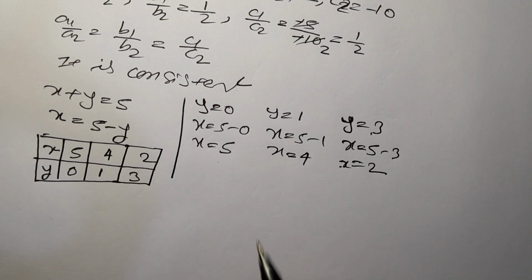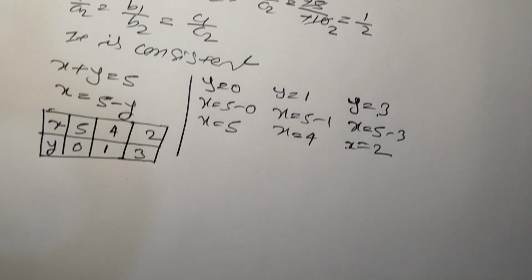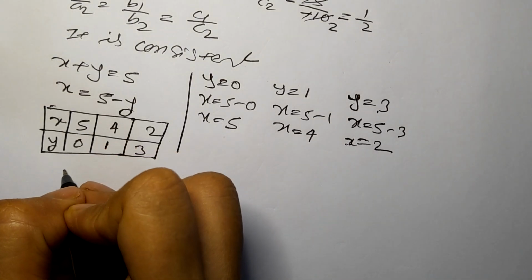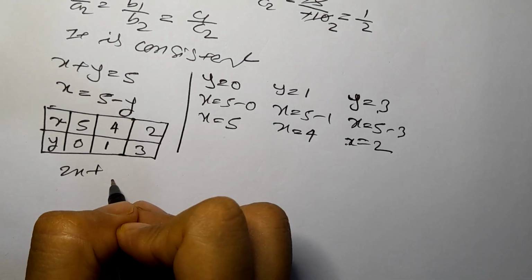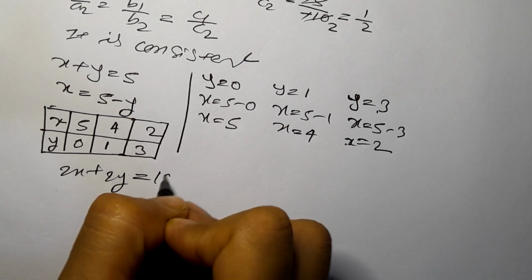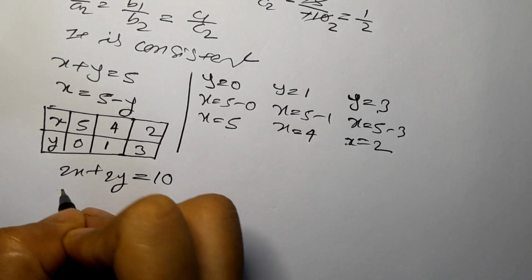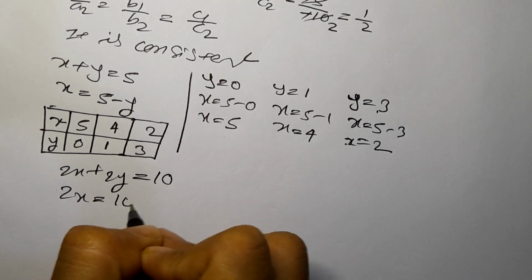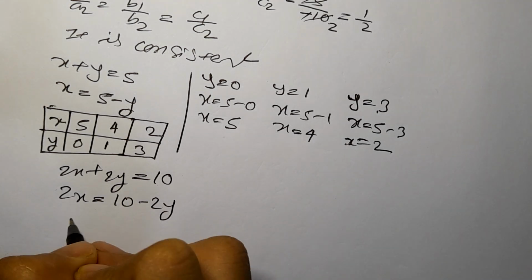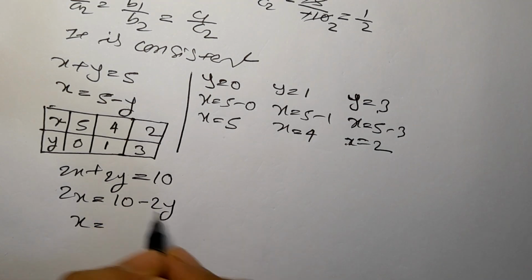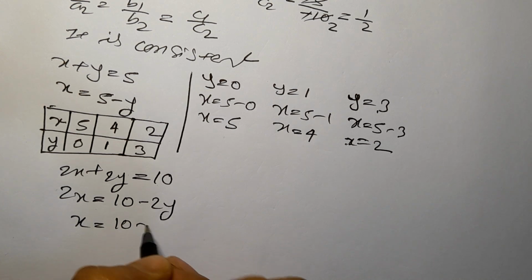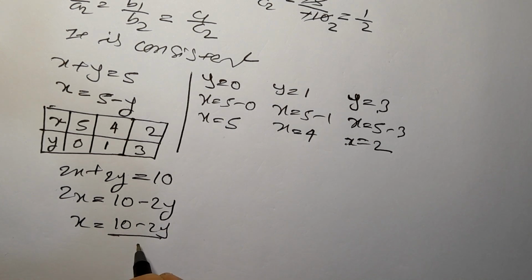Now come for another equation. This is for the one equation. Another equation is given, that is 2x plus 2y is equal to 10. Here keep the 2x this side, take the rest that side: 10 minus 2y. Now I need only the x, so keep the x this side, take the 2 that side, it will be 10 minus 2y divided by 2.